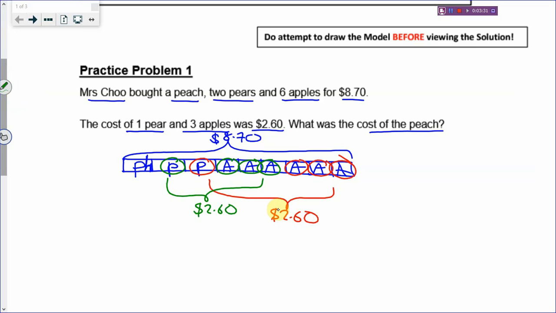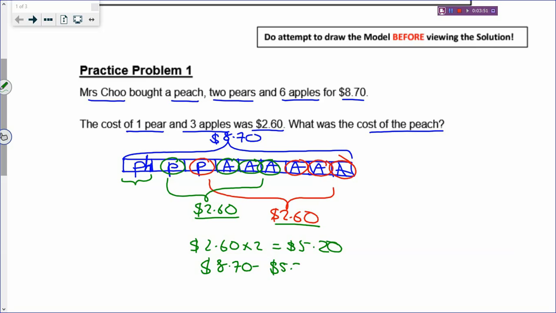So how do you find 1 peach? You just have to add these 2 together. So you have $2.60 and you times 2 and you will get $5.20. Now to find how much is 1 peach, you take the total cost, which is $8.70 minus $5.20. So 1 peach will be $3.50. And that's how you solve.